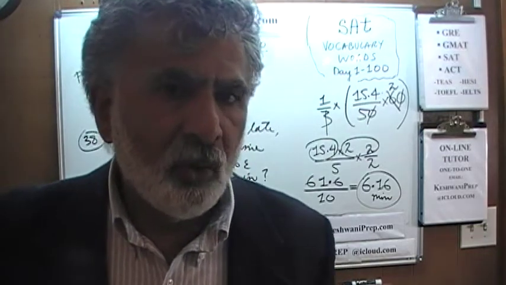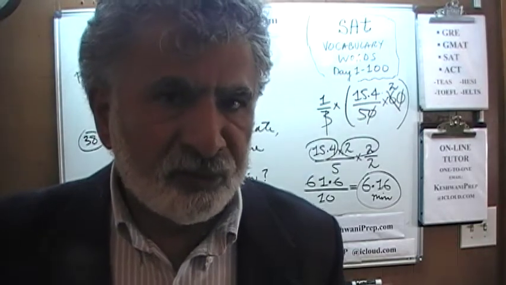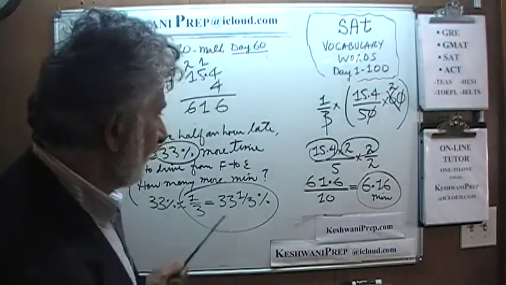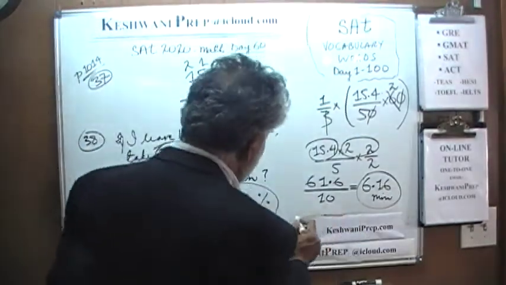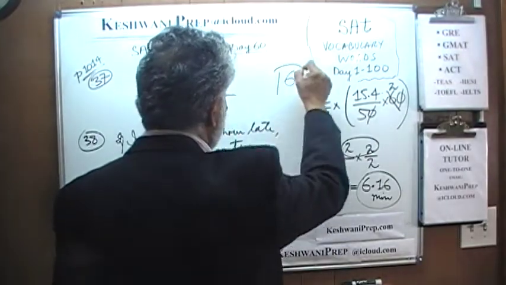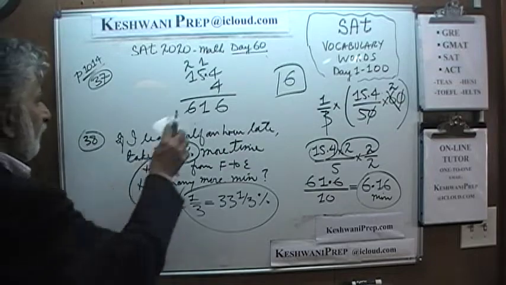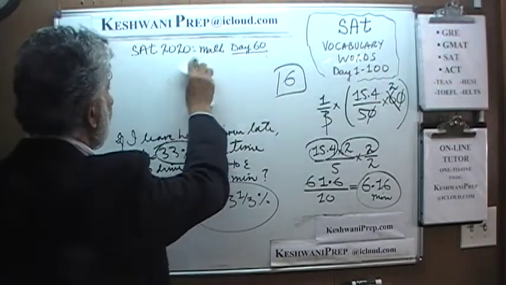And since we are told to write down the nearest integer, nearest whole number of minutes, the answer is 6.16. We're simply going to grid in 6. You understand?